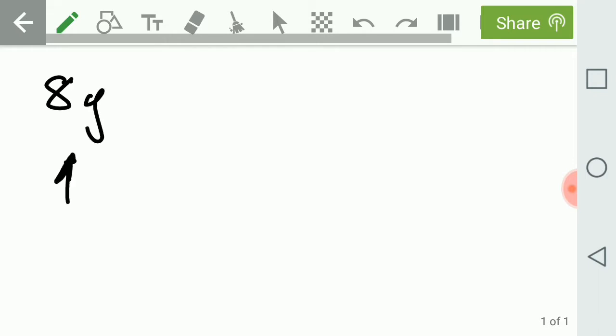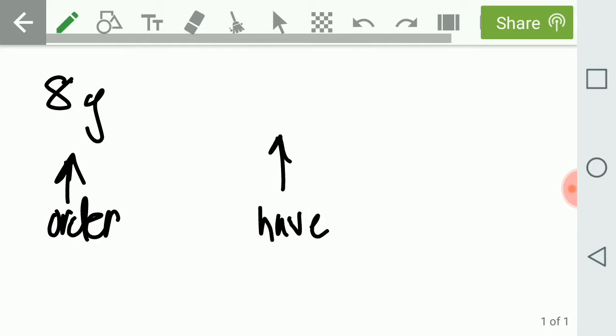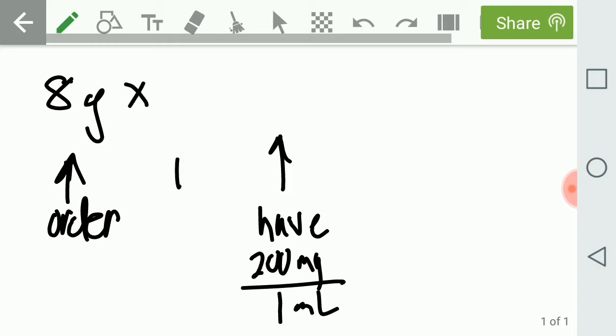has 8 grams as our order. And what we have, now I'm going to write it as they gave it to us, 200 milligrams for 1 ml. Now what we have to do is first convert this. So this is going to be our conversion factor. And let me write that a little bit neater.